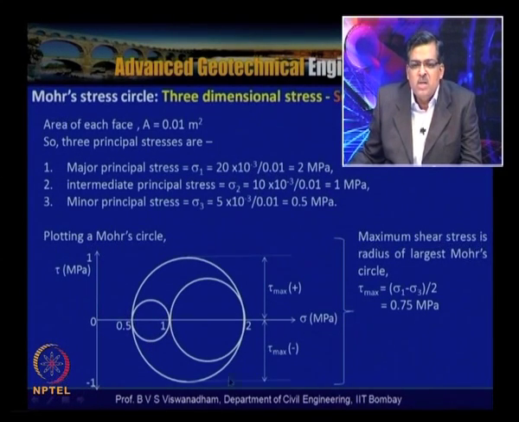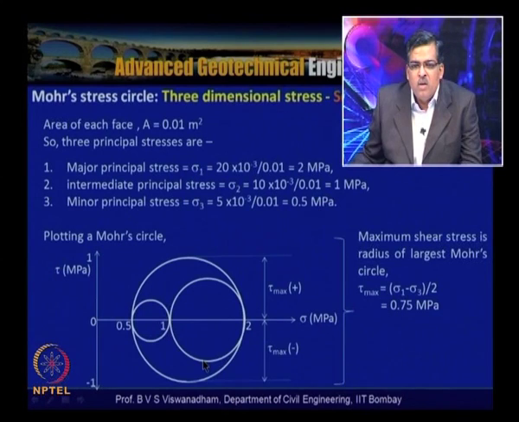And with this, now on the tau sigma space, where the scale is an equal scale, we can represent these on the sigma axis. So the major principal stress is sigma 1 and sigma 2, the intermediate principal stress, is 1 megapascal. So 1 megapascal by 2, that is 0.5 megapascals as radius, you can draw a circle. So with that we get this first circle.